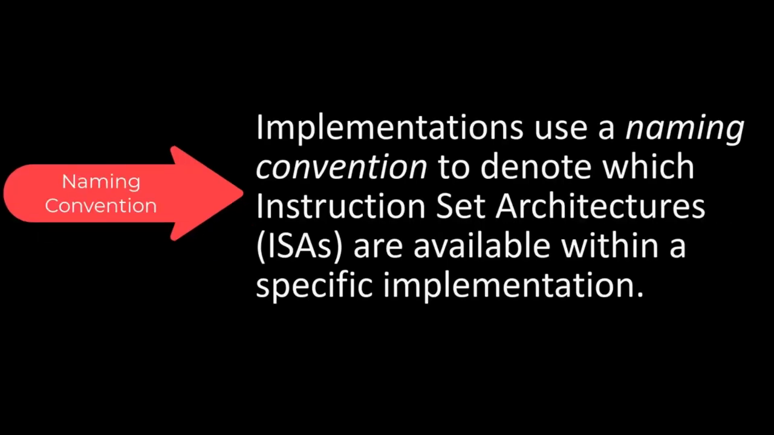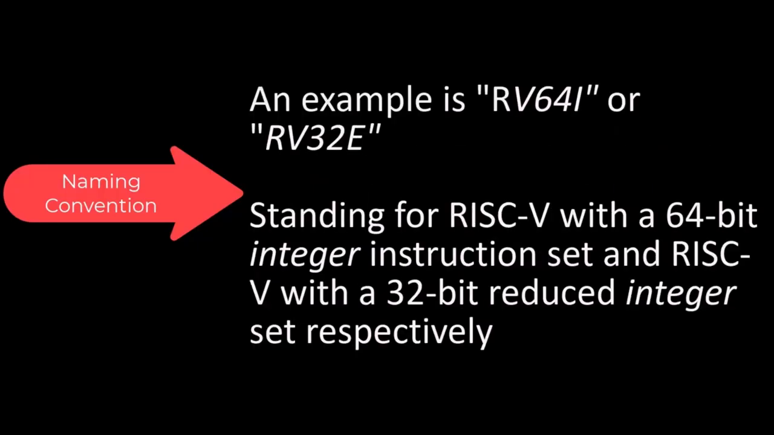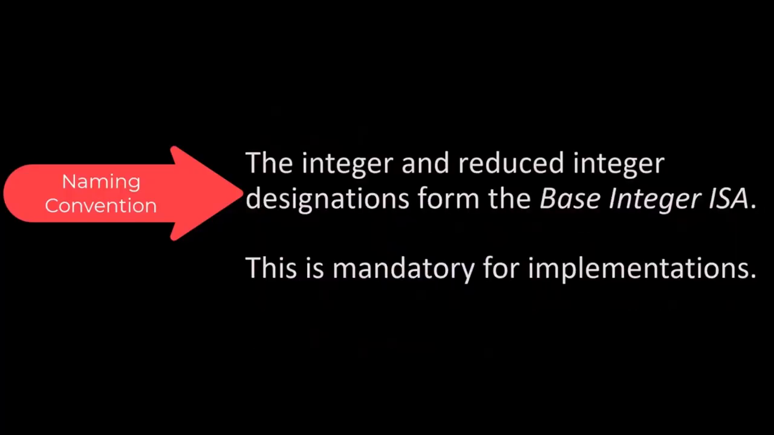Implementations use a naming convention to denote which instruction set architectures, ISA, are available within a specific implementation. Examples are RV64I or RV32E, which stand for RISC-V with a 64-bit integer instruction set and RISC-V with a 32-bit reduced integer set, respectively. The integer and reduced integer designations form the base integer ISA. This is mandatory for implementations.